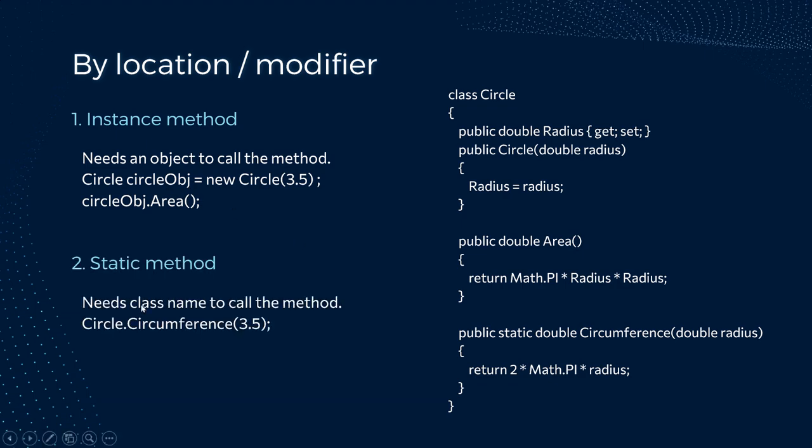Let's look at the static method. A static method needs the class name to call the method. Here you can see this is Circumference, the static method, and there is a modifier, static, that you have to use for that. When you mark it as static, the Circumference method becomes a static method, and it is called through the class name itself. So here the class name is Circle, so Circle dot Circumference, and then you can pass the radius. So this is the static method.